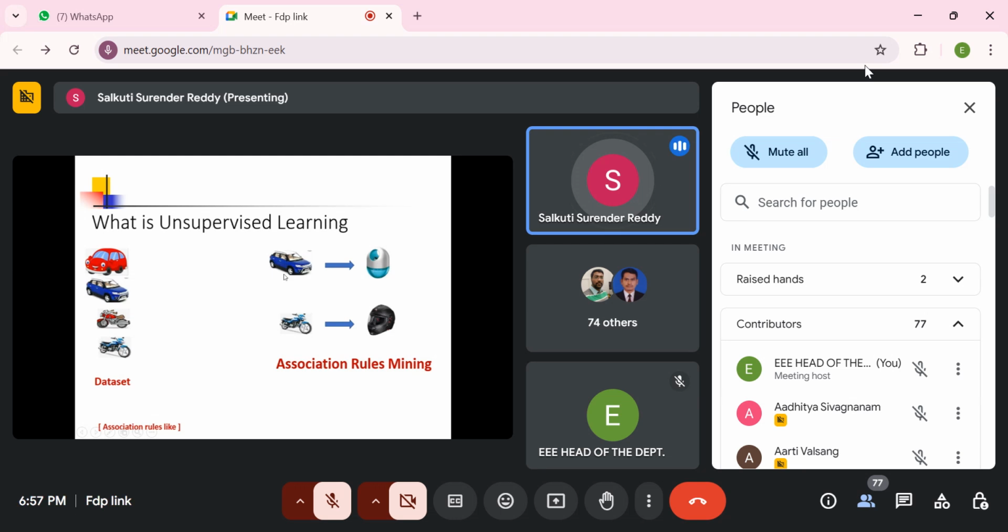After clustering, we see association rule mining. If we see a car, associated with the car is a diffuser. Or if you use a bike, then associated is a helmet. So you associate based on your patterns or based on your object. This is association rule mining. These are rules associated with the cars or bikes or any data which you give. So this is unsupervised learning.